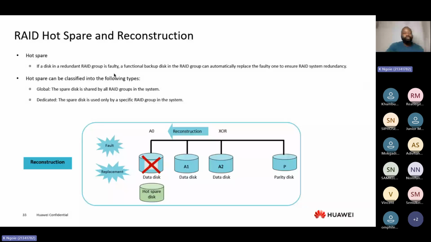So if a disk is faulty, right? So in the case where we have a problem.